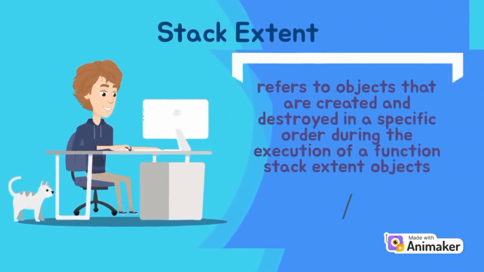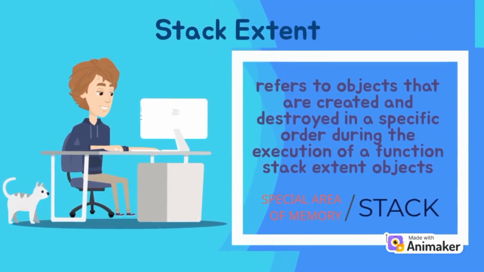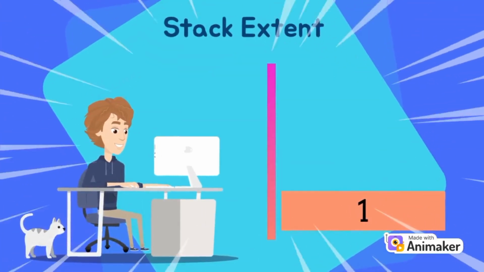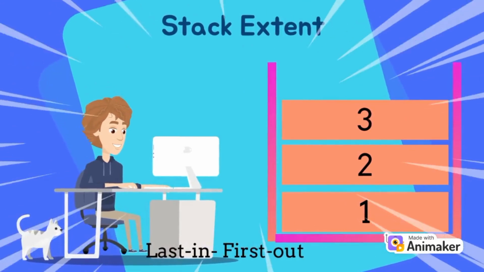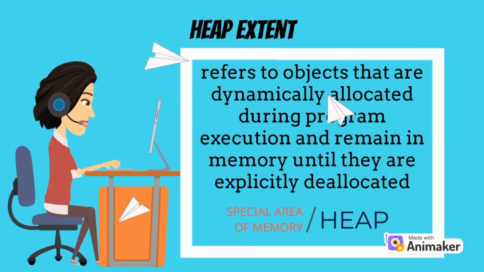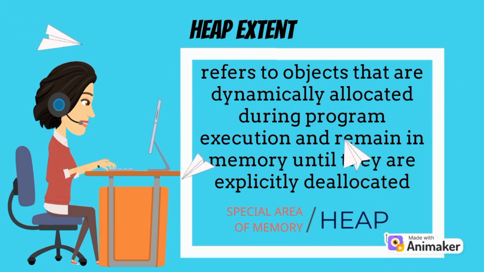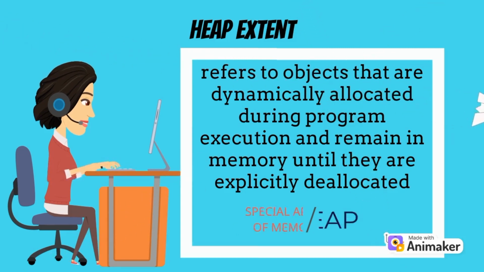Next is the stack extent, which refers to objects that are created and destroyed in a specific order during the execution of a function. Stack extent objects are stored in a special region of memory called the stack, which is a last in, first out data structure. The stack is used for storing functions, parameters, local variables, and return addresses. Heap extent, also known as dynamic extent, refers to objects that are dynamically allocated during program execution and remain in memory until they are explicitly deallocated. Heap extent objects are allocated in a region of memory called the heap.